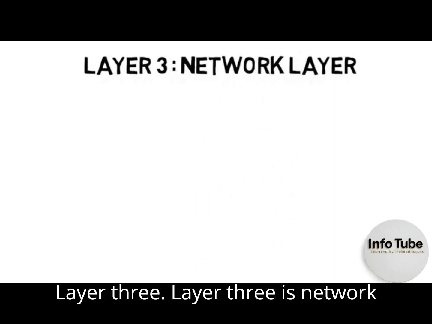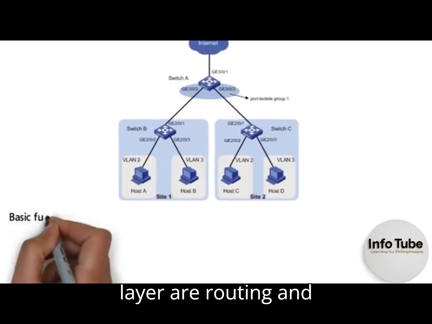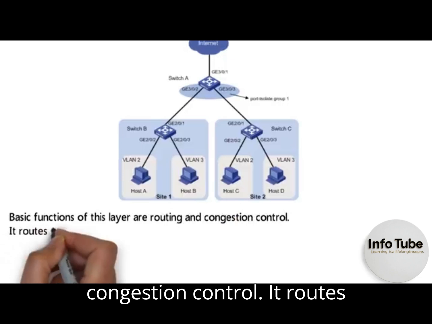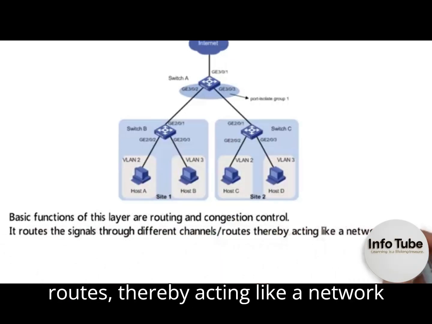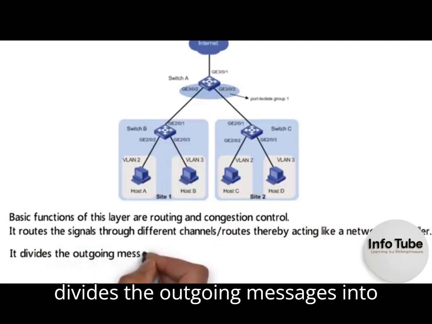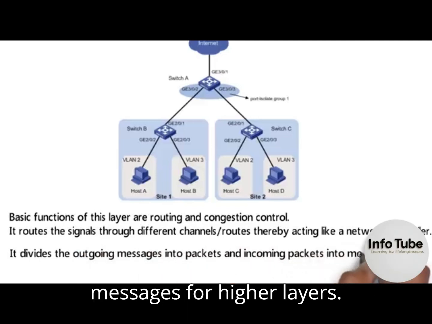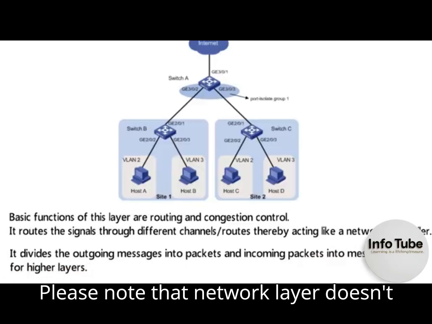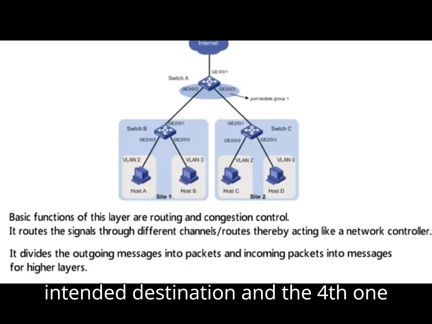Layer 3. Layer 3 is network layer. Basic functions of this layer are routing and congestion control. It routes the signal through different channels routes, thereby acting like a network controller. It divides the outgoing messages into packets and incoming packets into messages for higher layers. Please note that network layer doesn't guarantee that packet will reach its intended destination.